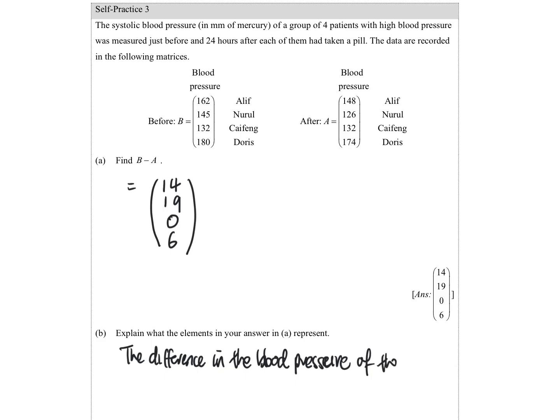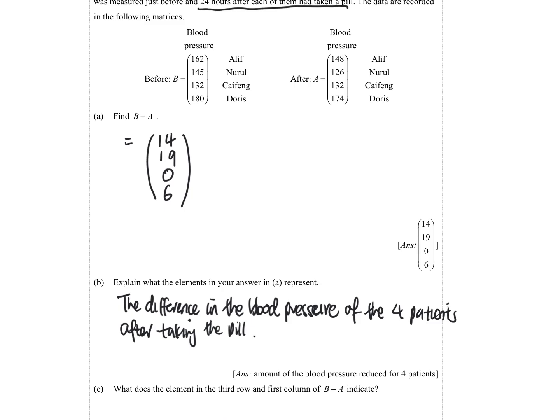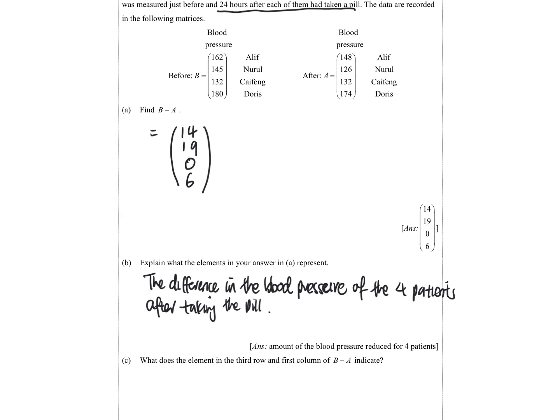Of the 4 patients, after taking the pill. If you want to be very specific, you can say 24 hours after each of them had taken a pill. Okay, got it. Okay? So what does the element in the third row and the first column represent?